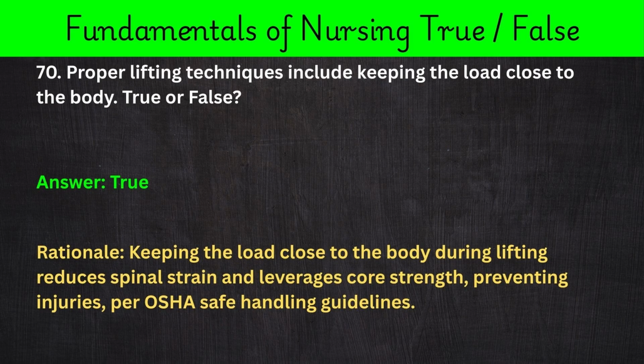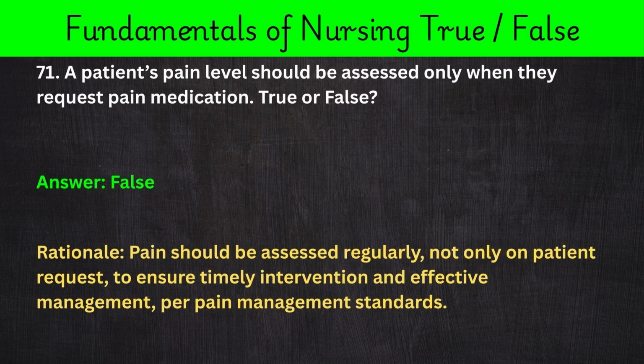70. Proper lifting techniques include keeping the load close to the body. True or false? Answer. True. Rationale. Keeping the load close to the body during lifting reduces spinal strain and leverages core strength, preventing injuries, per OSHA safe handling guidelines.